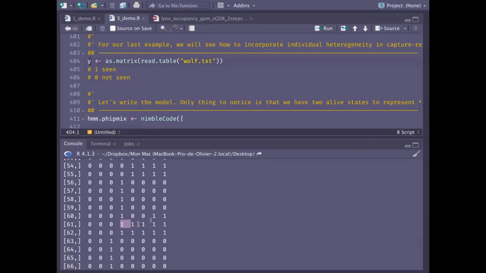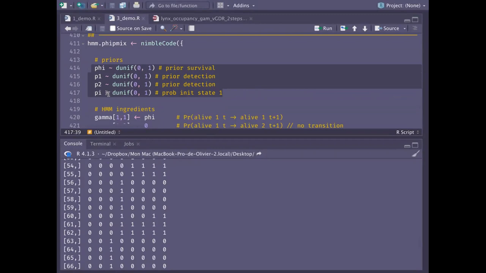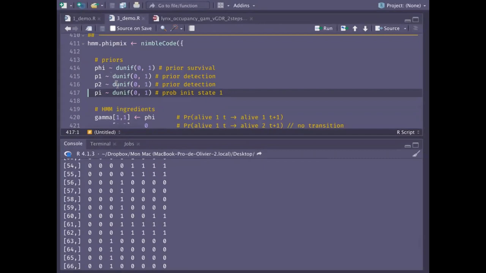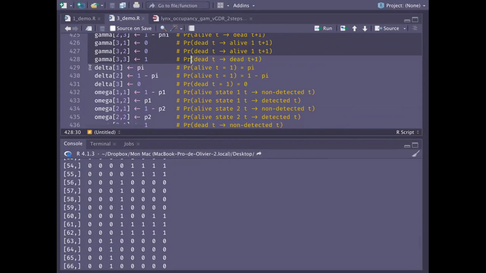Okay, the model. We use the nimbleCode function. The priors: survival, detection in each class, and the probability of being in initial state class one, alive in class one. And then the transition matrix with the three states: alive in class one, alive in class two, and dead. The probability of initial states: being alive in class one, in class two, and dead. You cannot be dead. And then the observation matrix.